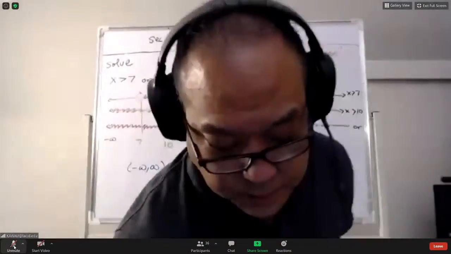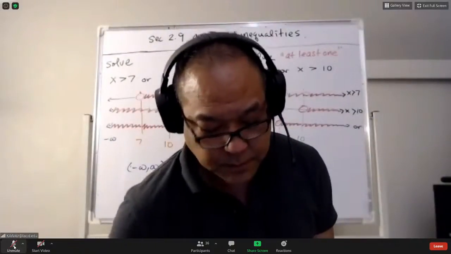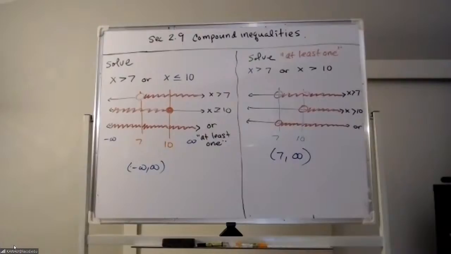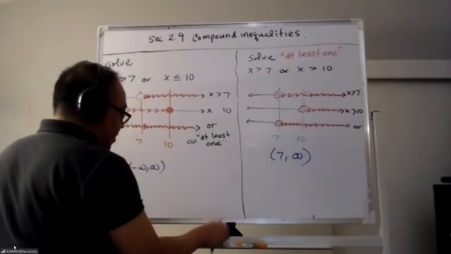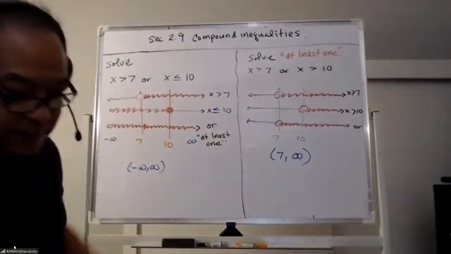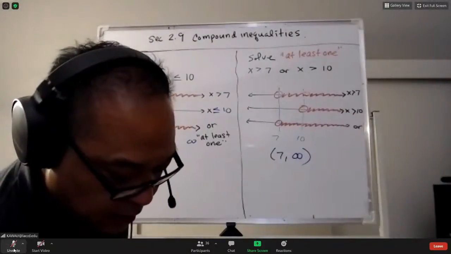Professor? For the second line, I think you switched the signs. The x is greater than 10, right there. Oh, I see. Yeah, it should be like this, huh? That's what I drew. Yep. Thank you.